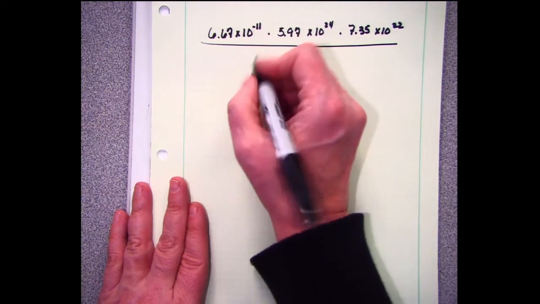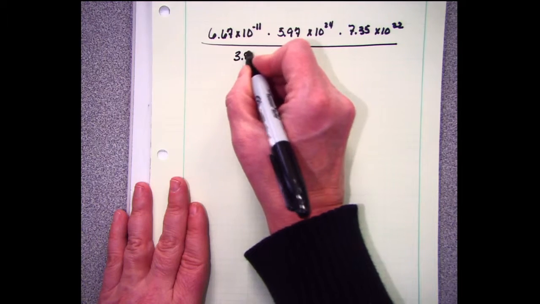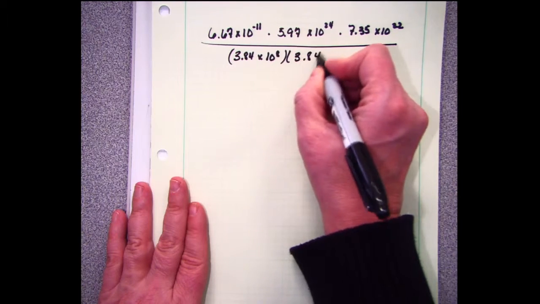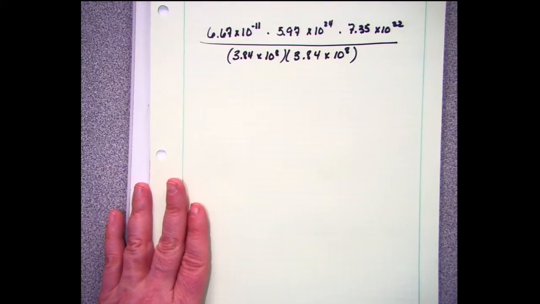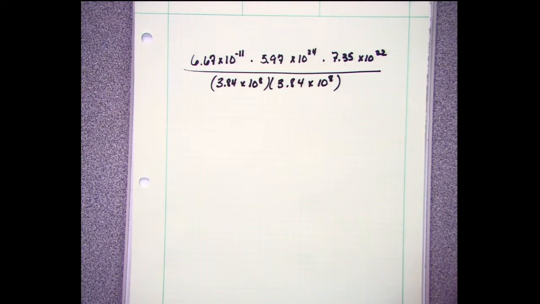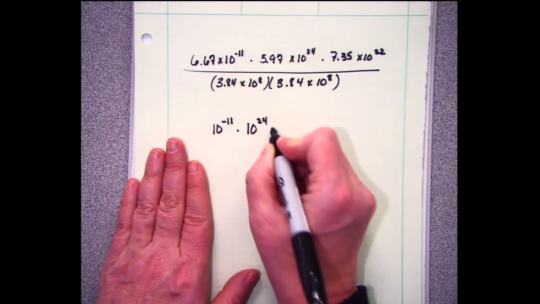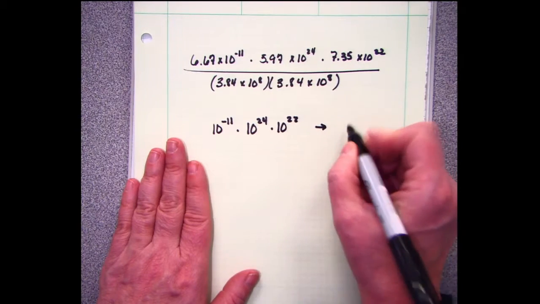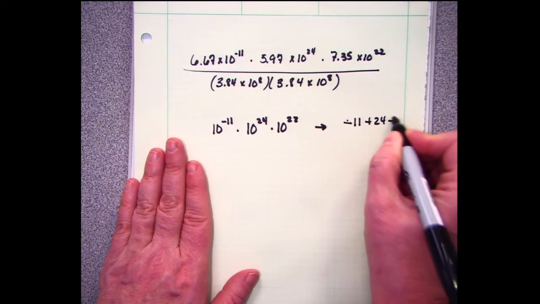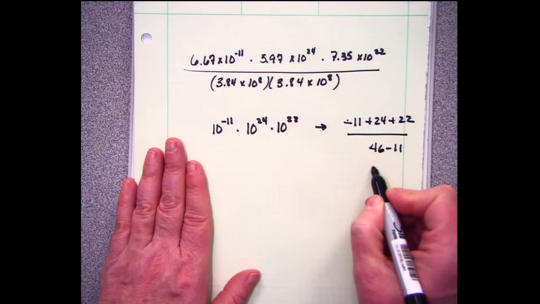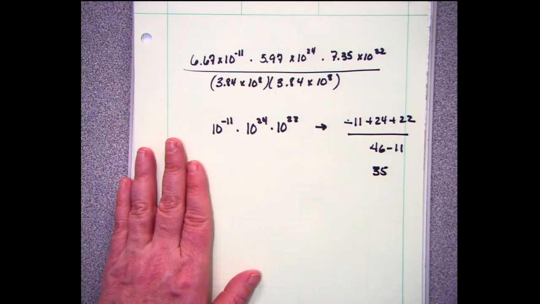So I'm doing this like in the old slide rule days, where I didn't have a calculator that can handle these exponents. If I'm multiplying 10 to the minus 11 times 10 to the 24th times 10 to the 22nd, that's going to be minus 11 plus 24 plus 22, which is 46 minus 11, which gives me a 35 for the top. So I end up with 6.67, 5.97, 7.35 times 10 to the 35th on the top.